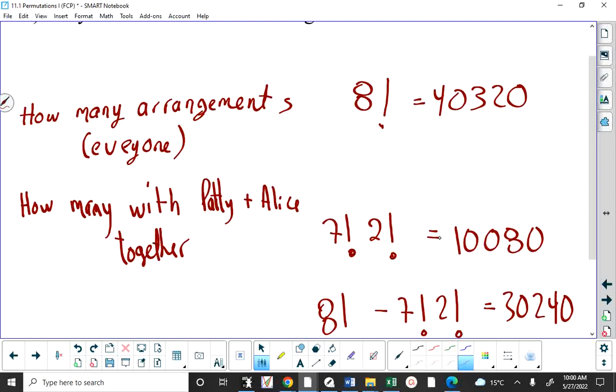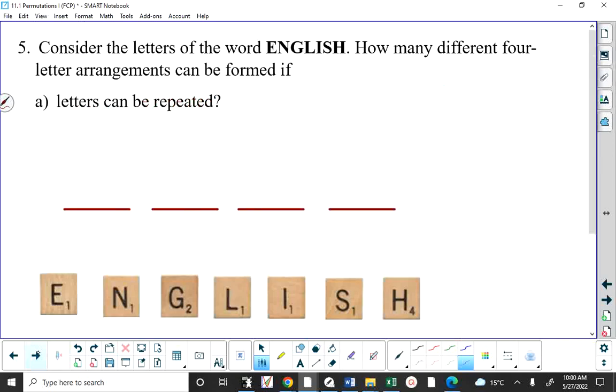It might be easier if you had only 4 or 5 people, but 8 is difficult. All right. Let's do a few more. Consider the letters of the word English. How many different 4-letter arrangements can be formed if letters can be repeated?